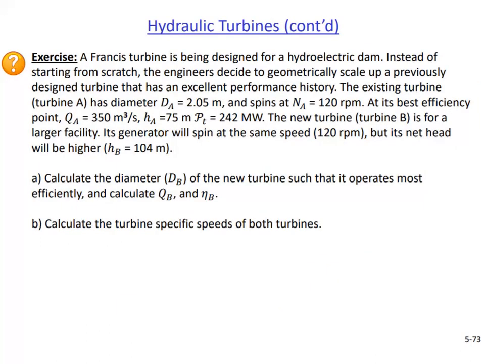This exercise is about the use of specific speed and similarity concepts for hydraulic turbines. It mentions a turbine called turbine A, which has a satisfying performance. Its diameter, speed, flow rate, head, and power production capacity are all given. We want to scale up this turbine for a larger power plant which has a higher head. The new diameter and a few other related quantities for the new turbine are asked.